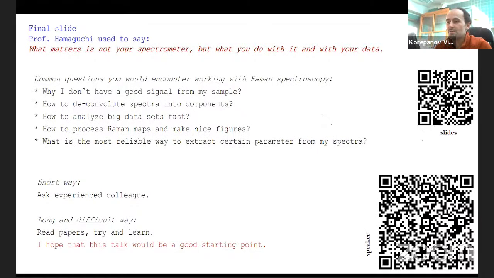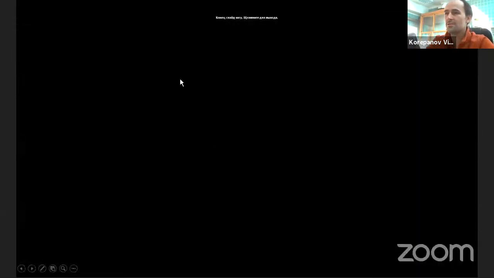A short way is, of course, to ask an experienced colleague, and if you don't have this kind of colleague, you have to read papers, try and learn. And what I hope is that with my talk, I gave you some instruments which would be of some use to you, and which can be a good starting point to analyze the spectra. Please let me know if this talk was interesting to you and if it was useful. So thank you. This is it.